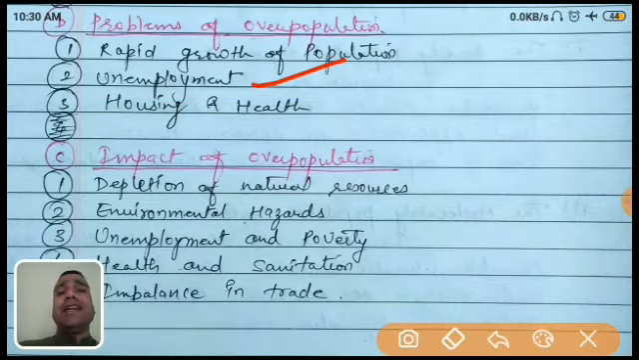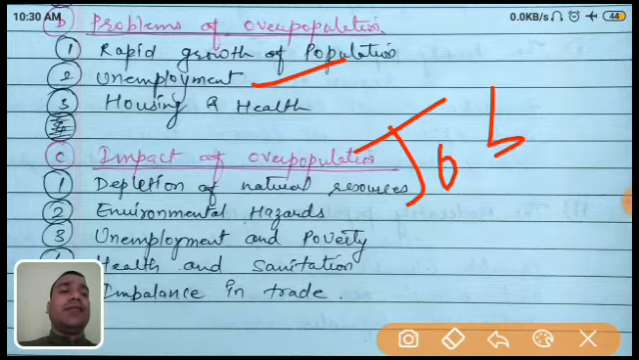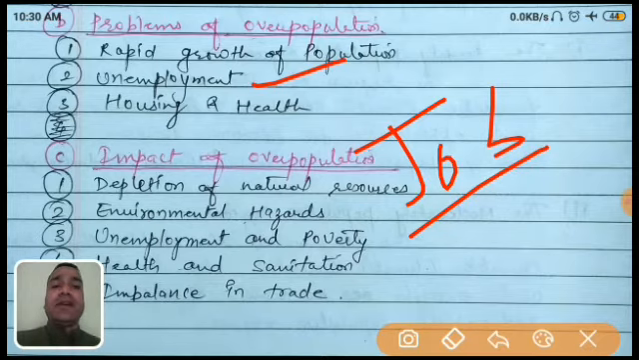Next one is unemployment. What is unemployment? It means they are not getting a job. If the people do not have jobs, definitely they are facing economic problems. If they are not having enough money, they cannot survive properly. They cannot sustain their life properly or hygienically, or get the basic needs: food, house and cloth. So that's why unemployment is a problem.